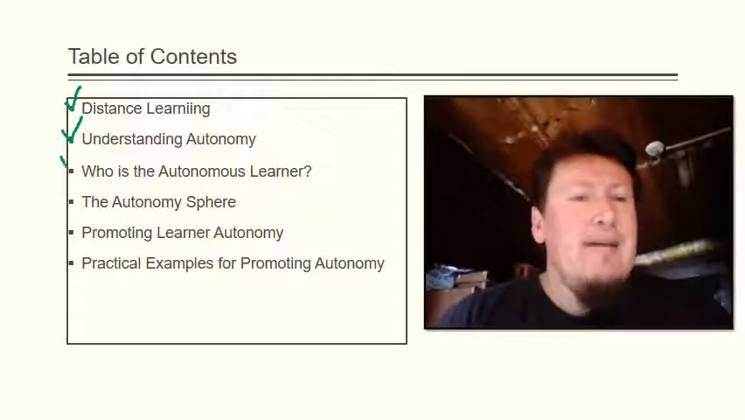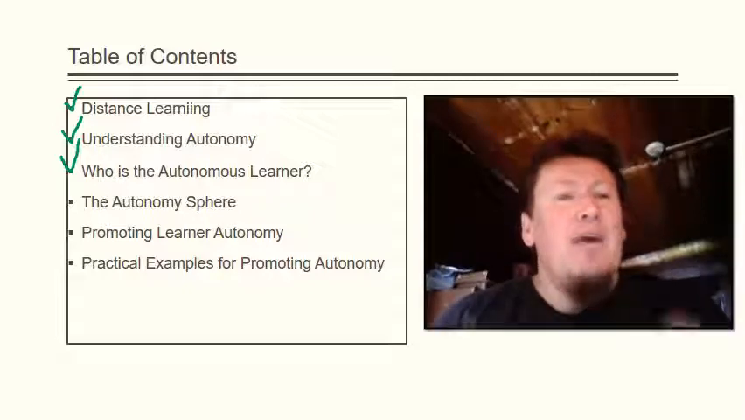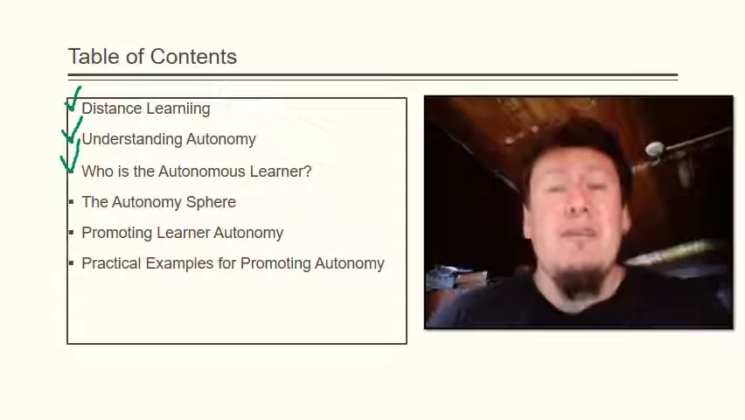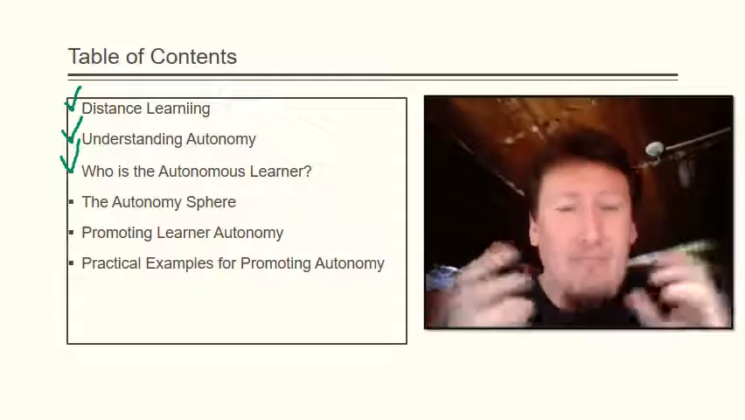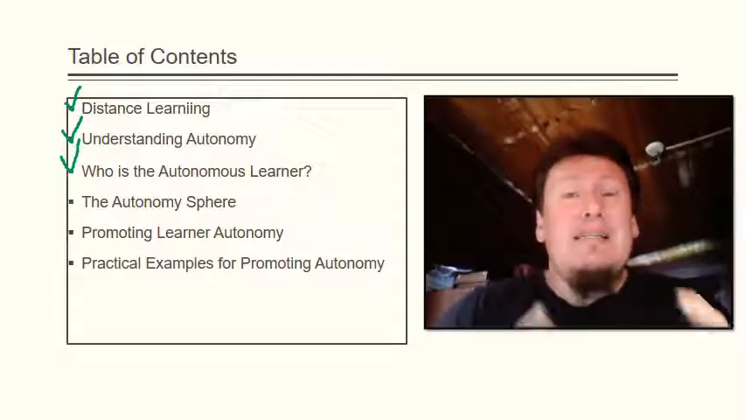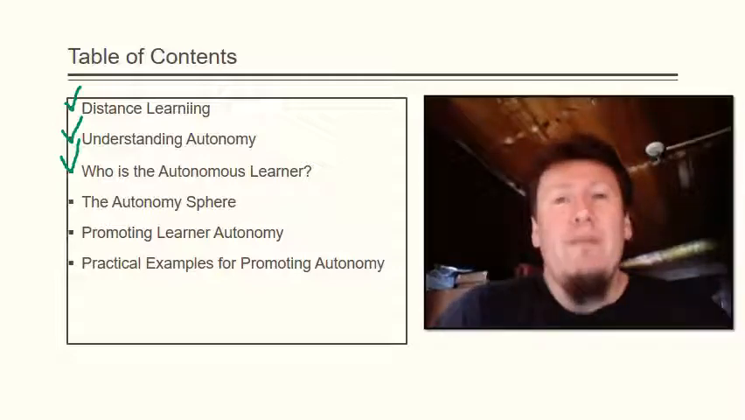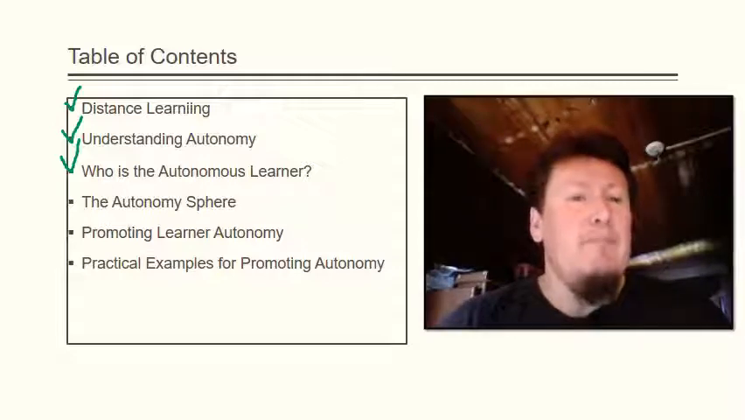So the next section of this video lesson is going to be about identifying who is the autonomous learner. So we want to know who that person is in the sense of the distance learning environment. So using what we've talked about so far, we'll dive into those. And then once again, I'll list a few highlight points and we'll develop them here in this video lesson.